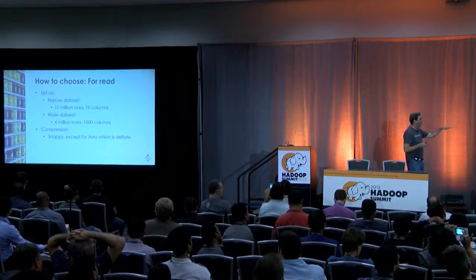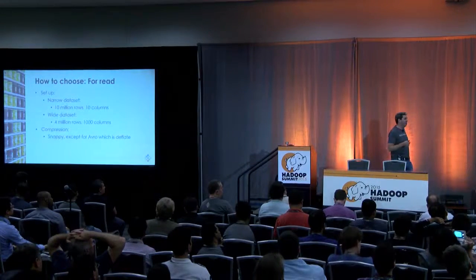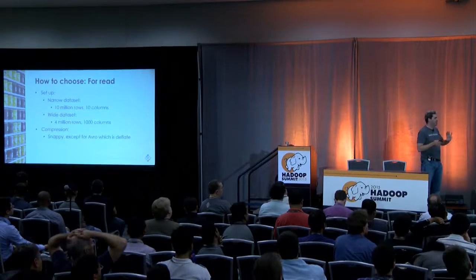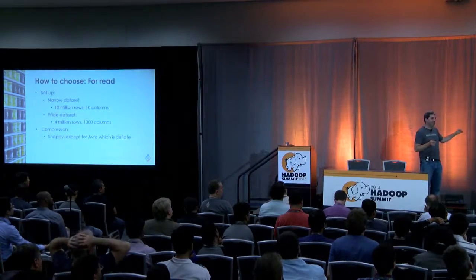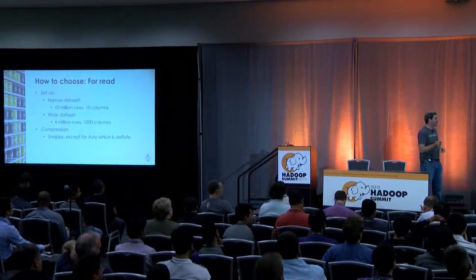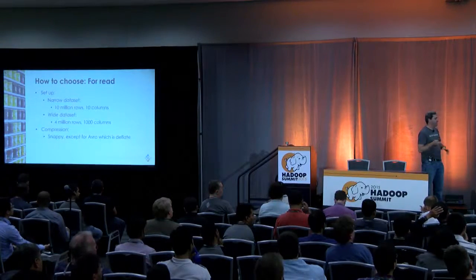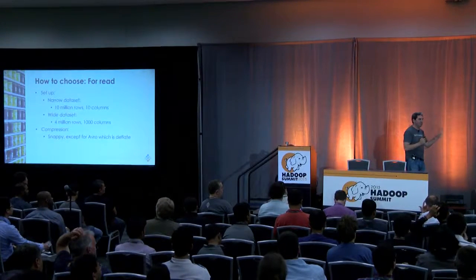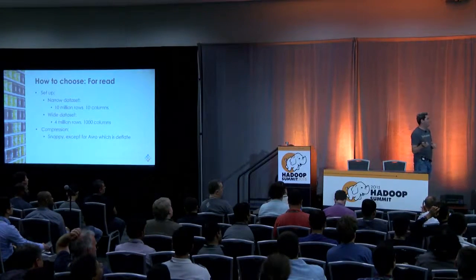And I said before, compression, Snappy for everything apart from Avro, which I use deflate for. And I show a graph at the end of why I chose deflate, and it was very interesting when I saw the results. And again, these aren't benchmarks. These were just running on our AWS cluster, on our HDP one, and our Cloudera one.